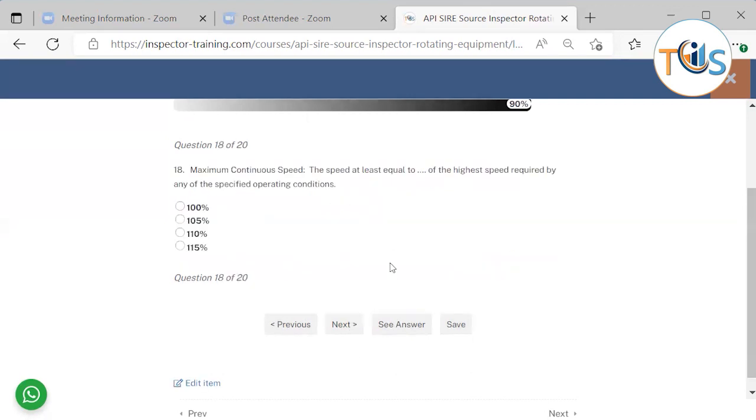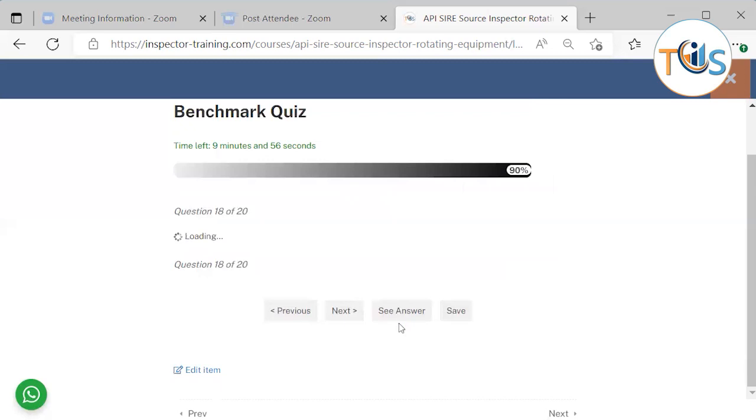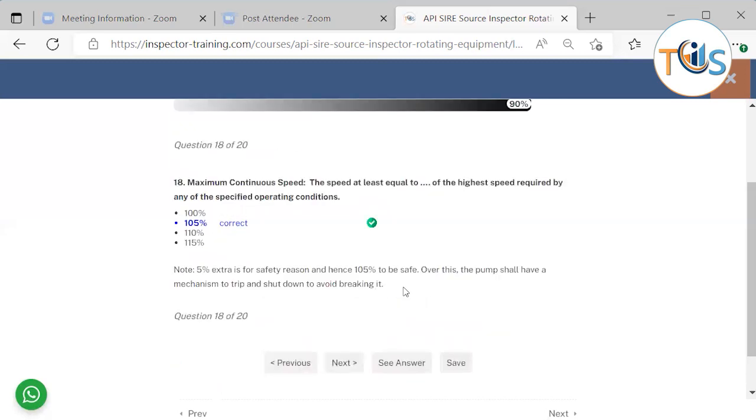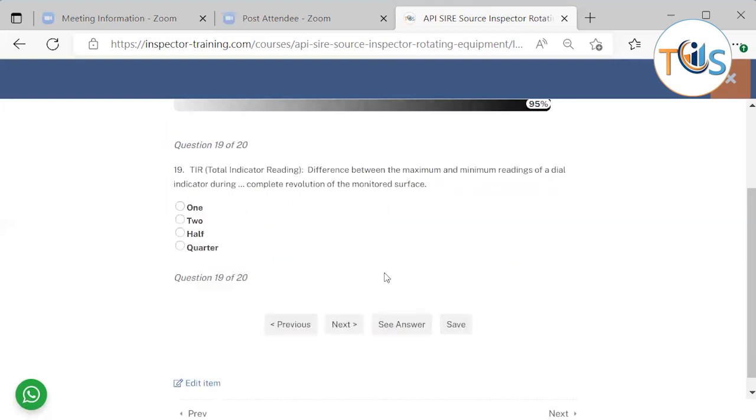Maximum continuous speed. The speed at least equal to, I think it's 105%. Some are 110 and some are 105, but mostly 105. Yes. TIR, total indicator reading, is the difference between the maximum and minimum readings of a dial indicator, turning one complete revolution of the monitored surface.